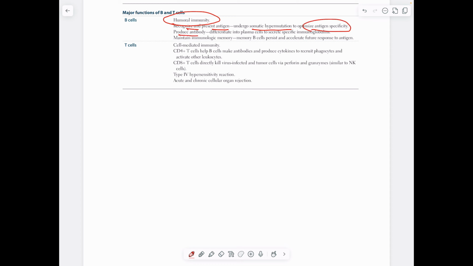Second, they produce antibodies, differentiate into plasma cells, and secrete specific immunoglobulins. They maintain immunological memory, and their memory persists and accelerates future responses. And the most important thing is that B cells become activated. When they start forming antibodies, they become plasma cells, and plasma cells produce different antibodies.